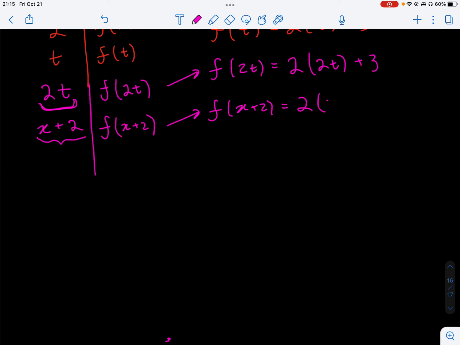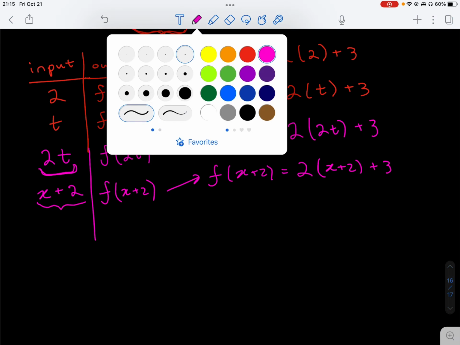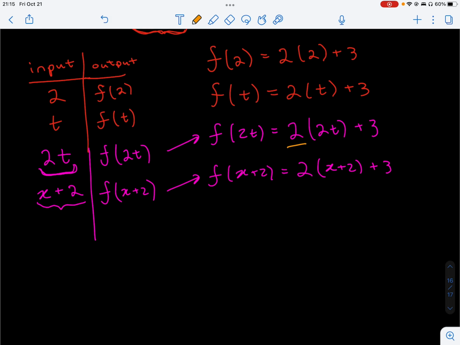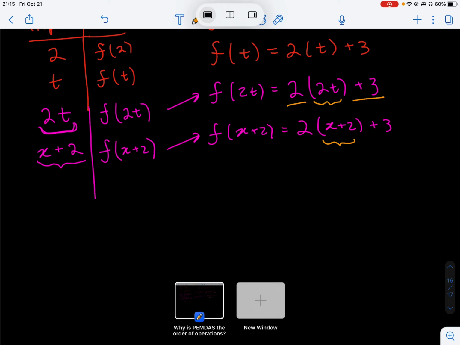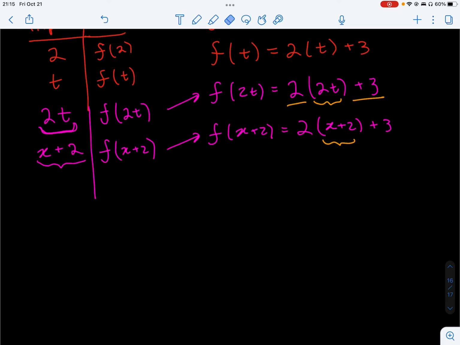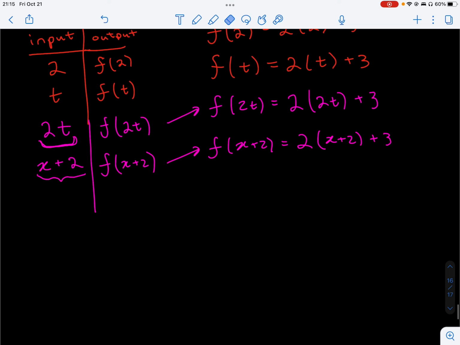We'll have 2 times x plus 2, and then of course the plus 3. The overall structure of your equation is the same each way. You get 2 plus 3, and then you multiply the 2 with your input. And again, I could distribute that 2 in this case to the x and the 2, and then combine like terms. However, just looking at this, the structure is the same. And that's kind of what I want to get across here.